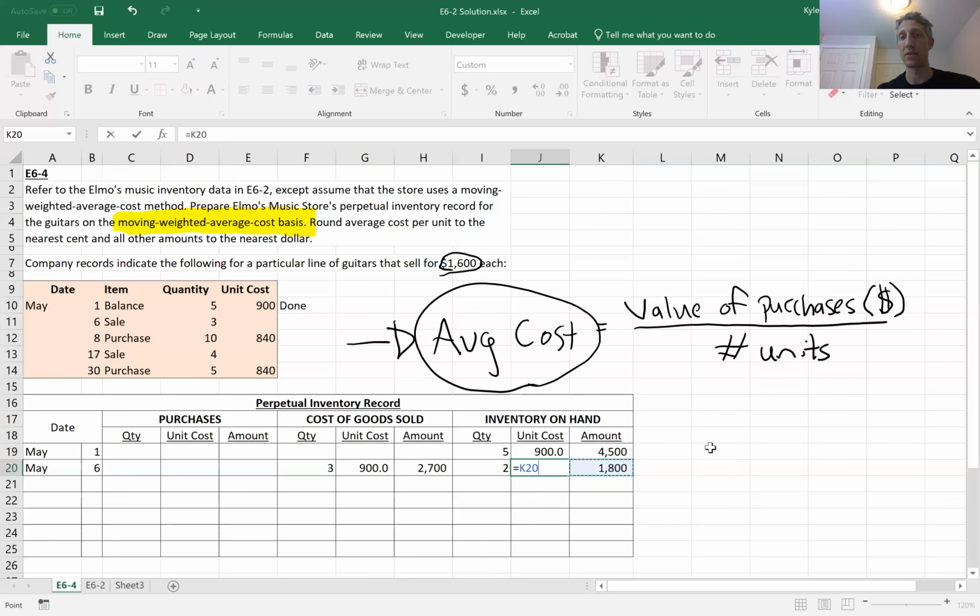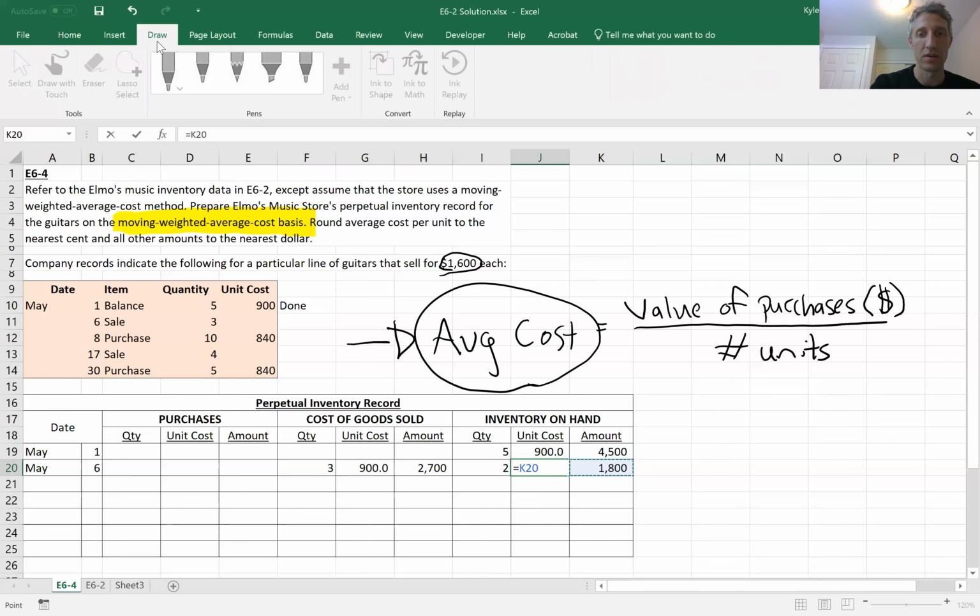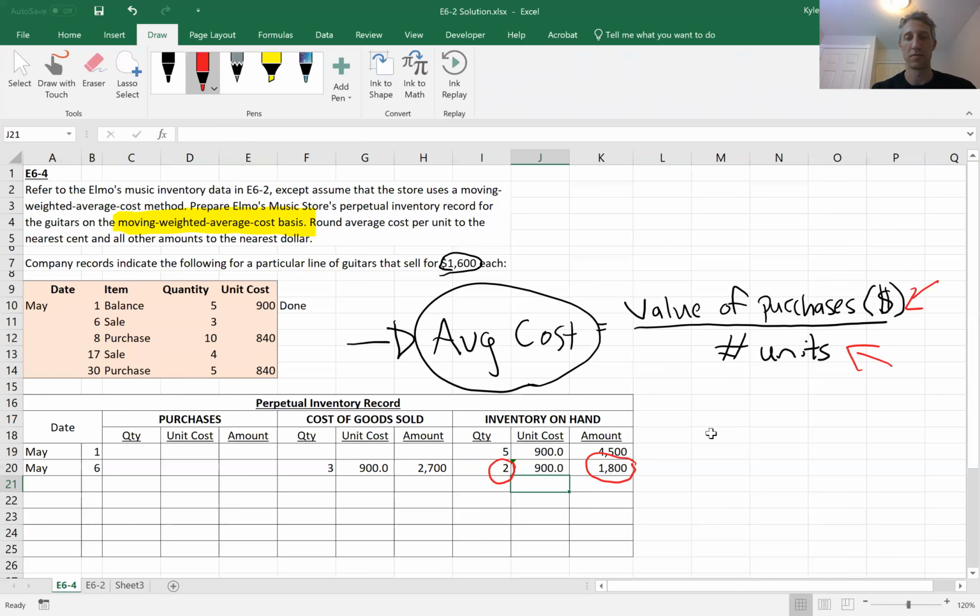So looking up here, what's the value of my purchase? Well, right now, my value is $1,800. I'm going to divide that by the total number of units. What's the total number of units I have? Well, right now, as of May 6th, I have 2 units. So 1,800 divided by 2 units is 900 per unit.